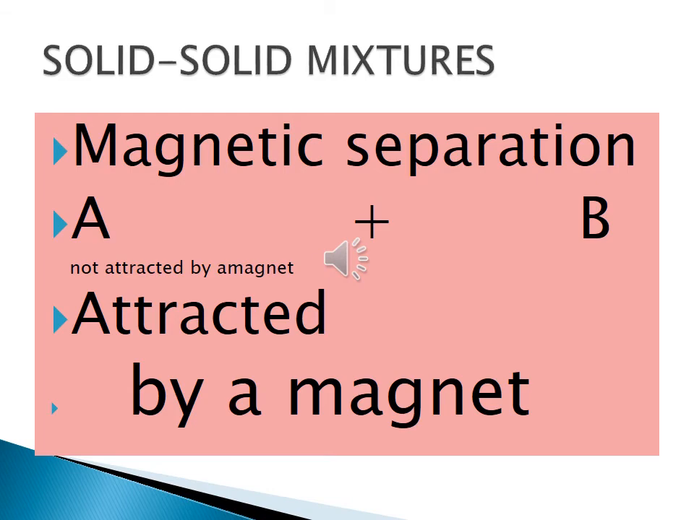Look at this slide, children. Solid mixture. First we apply magnetic separation. We use magnetic separation. What is attracted by a magnet? What is not attracted by a magnet? Here you see what substances are attracted by a magnet and what are not attracted by a magnet. The next is sublimation.